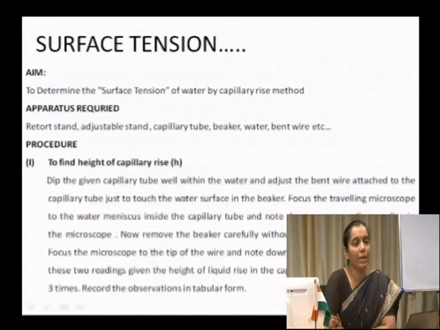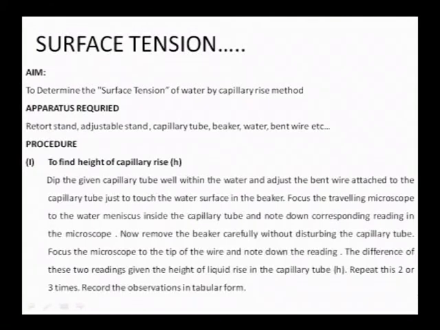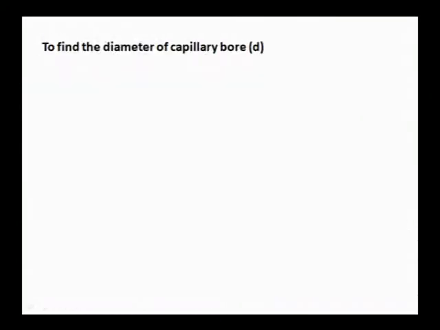So, in the capillary rise method, we have 2 steps in the experiment. One is to find the height of the capillary rise of the liquid in the capillary tube, and secondly to find the radius of the capillary tube, that is, to find the diameter of the capillary bore or the radius of the capillary bore.